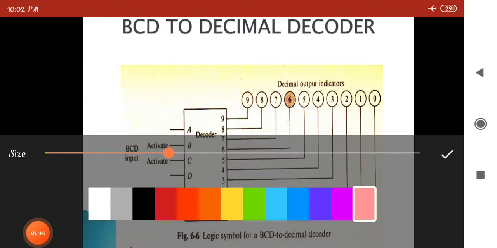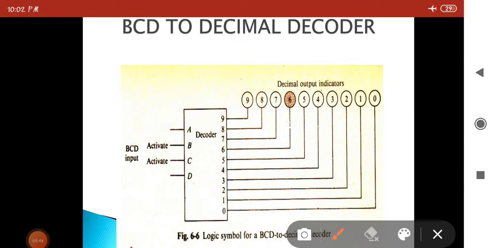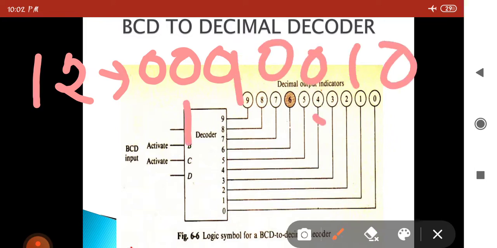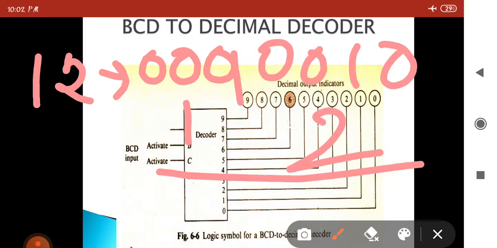In the BCD, I have explained in previous sessions also. 1, 2 comes like that: 0, 0, 0, 1 and 0, 0, 1, 0. This is a 1 and this is a 2. Why can we take only 4 bits?